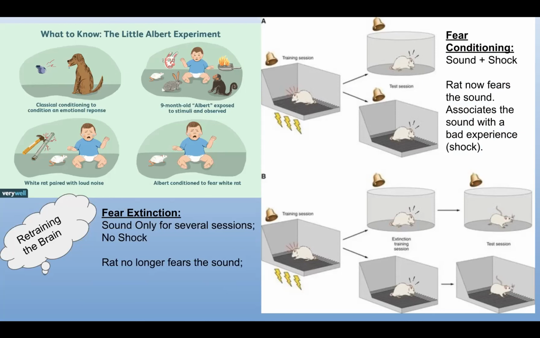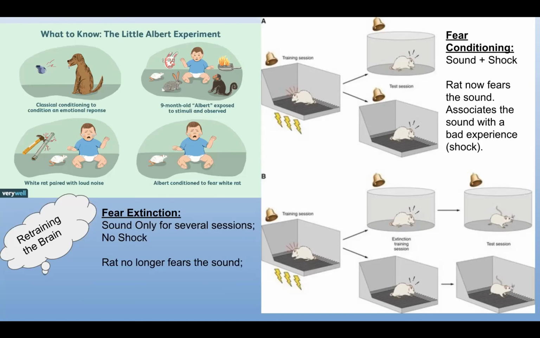They showed him a white rat, and every time he was shown that white rat, they paired that white rat with a loud, scary noise. So originally, baby Albert wasn't afraid of the white rat. He didn't really care. But when they started pairing that white rat with a loud, scary noise, over time, he began to fear the white rat because his brain was associating that white rat with a negative experience, that loud noise. Well, then scientists thought, okay, so now we fear conditioned him. We now taught him to be afraid of something.